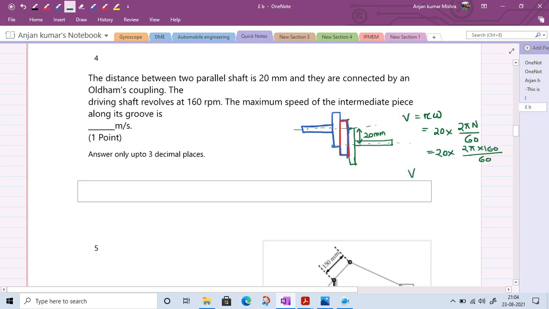So use your calculator and let us see. So this is 20 and this is 3. So 2 pi multiplied by 160 divided by 3. Let me check. Yes, 20 multiplied by 10 to the power minus 3, because this is in mm. It is clearly asked to calculate in meter per second. So this is coming out to be 0.335 meter per second. Okay, so answer only up to 3 decimal places, so we will write 0.335 meter per second.